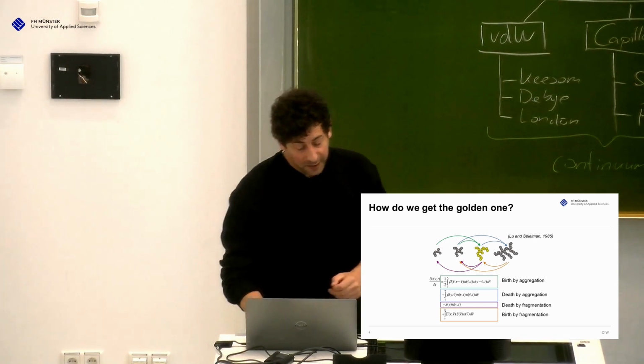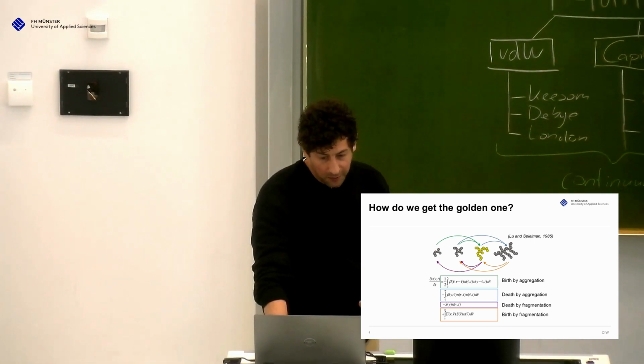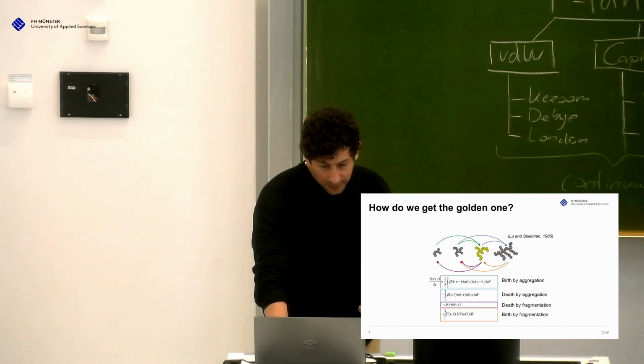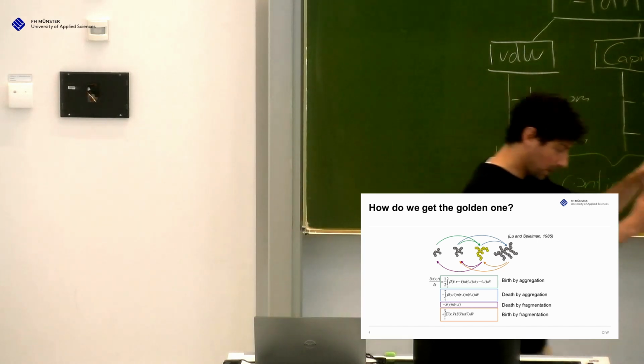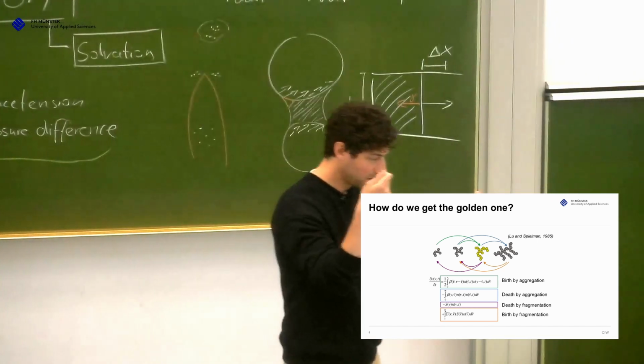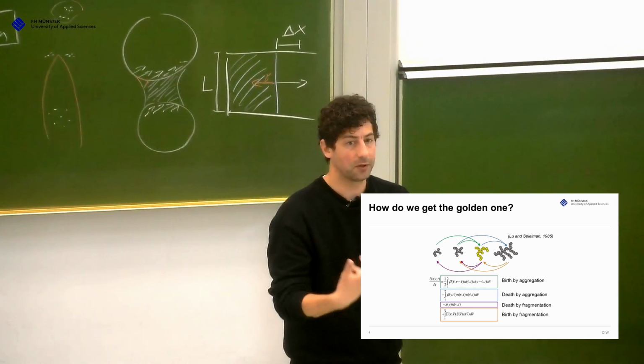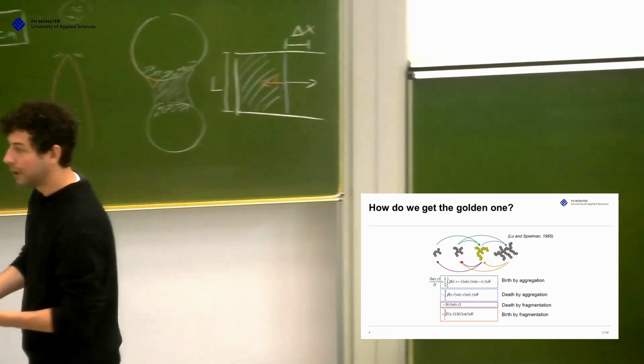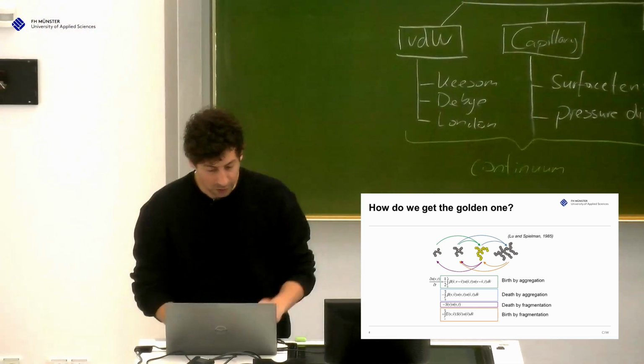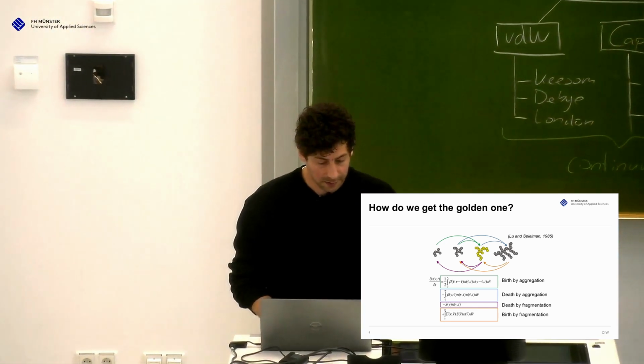Then we have death by fragmentation. And death by fragmentation is this one, and this means we have our aggregate or agglomerate, and there is force applying on it, and it breaks away. And this is what, in my opinion, happens in a fluidized bed, for example. So this means the golden one, again, is gone and goes into this and this.